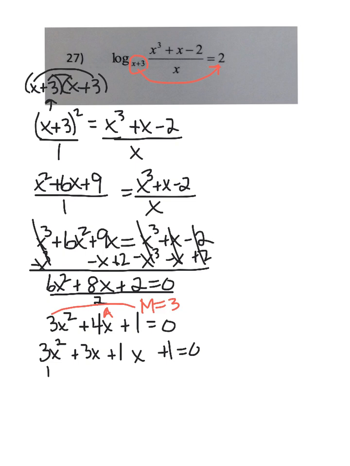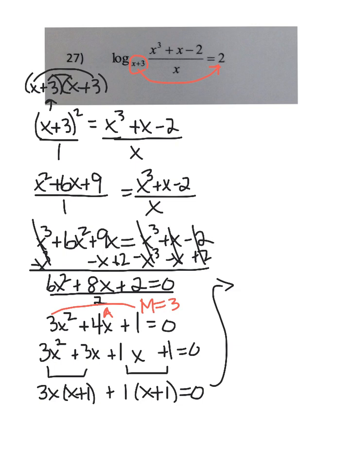Alrighty, so then we group, and we group. So I'm going to take out a 3x here, and I'm left with x plus 1. Here, there's nothing to take out besides a 1, so I'll take that out, and I'm left with an x plus 1. Okay, now I'm going to try to squeeze this in over here. So in my parentheses, I have 3x plus 1 and x plus 1 equals 0. And we're going to solve, so we're going to start the t-chart.